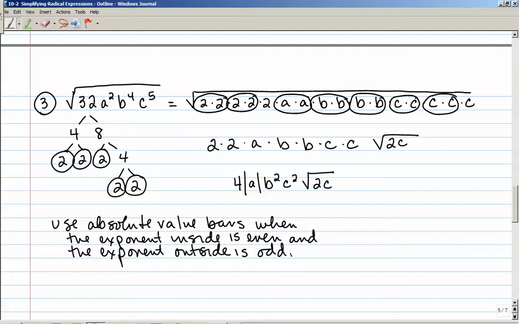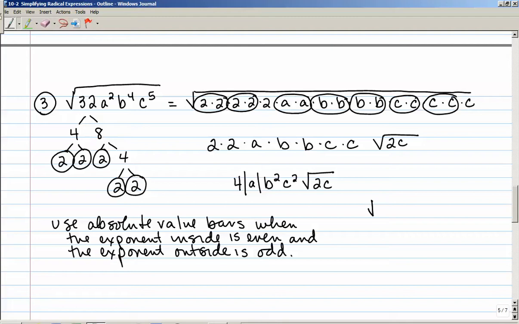Going back to the original problem, I had an a squared in the radicand, so underneath the square root sign I had an a squared, and that's an even exponent. But then when I simplified, I ended up with an odd exponent on my a. That's really a to the 1, so I have to put bars around that. Let's take a look at the b's. The exponent inside here for the b's was even, but when I buddied them up and brought them out, my exponent was also even. If it had been odd, I would have had to do that. So here's a couple rules.